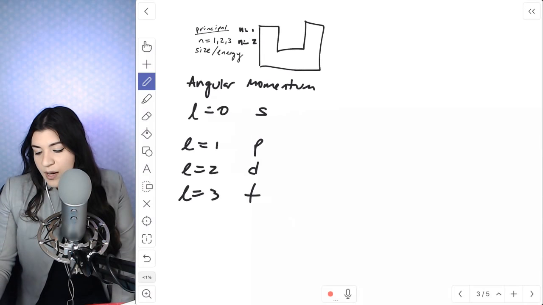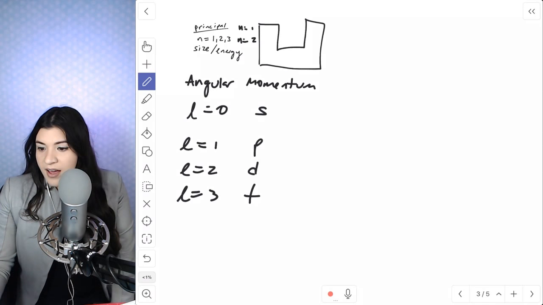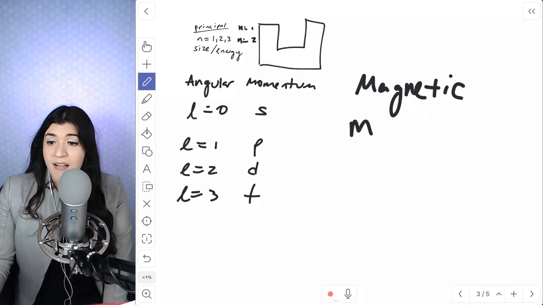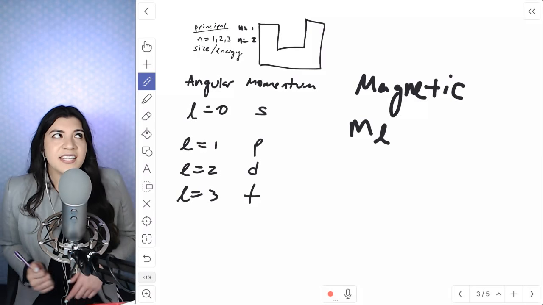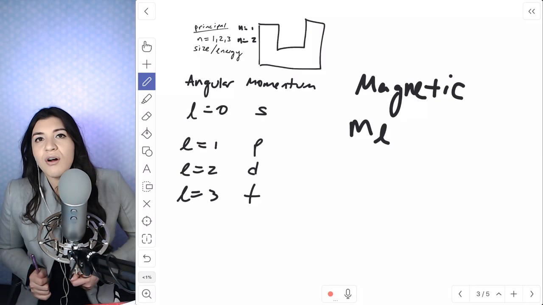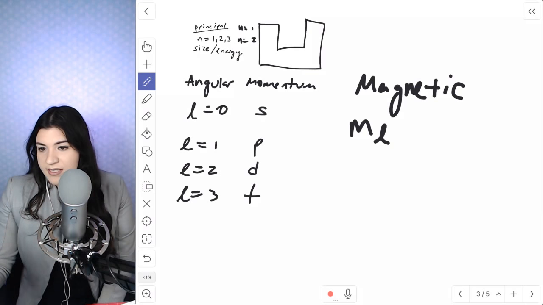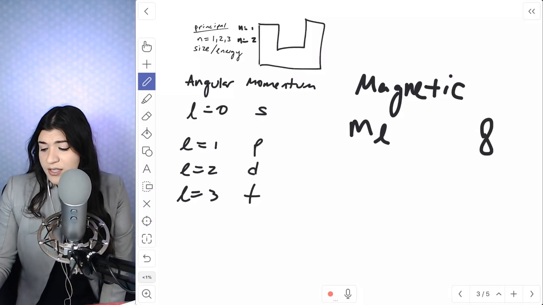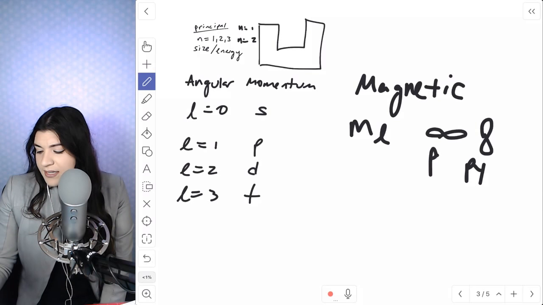Another one that correlates with L is known as our magnetic quantum number, shown as M sub L, meaning that it talks about the orientation of our orbital. Think of a p orbital, whether it's py, px, or pz. Don't worry too much about that.